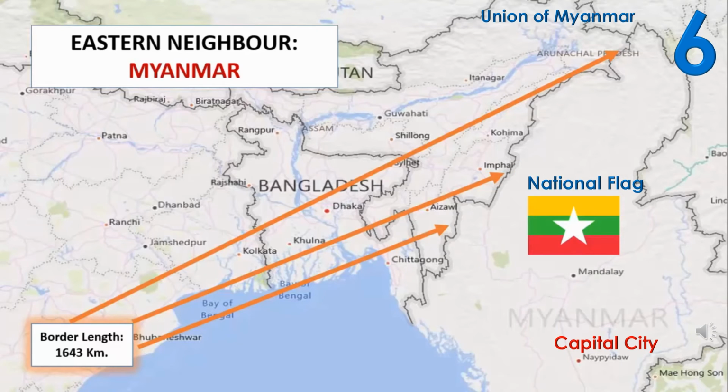Now number 6. Union of Myanmar. The border length between Myanmar and India is 1643 kilometers. As you can see here, the capital city of Myanmar is Naypyidaw, and here's the national flag.